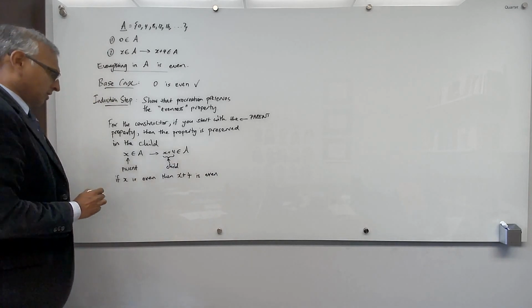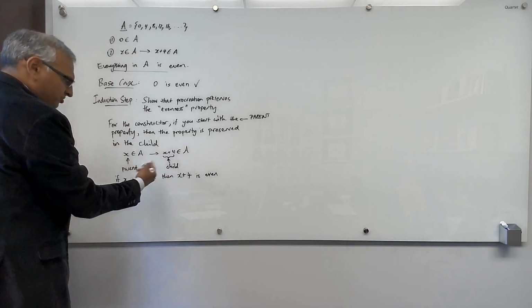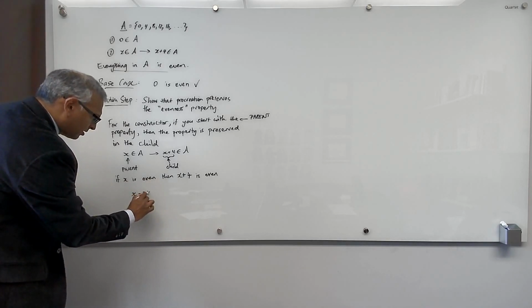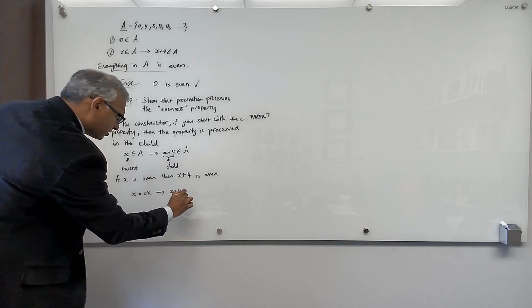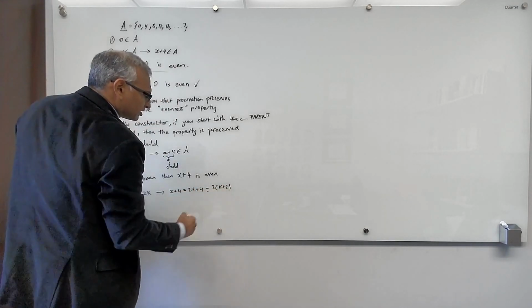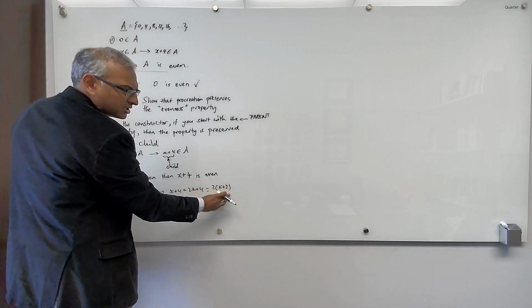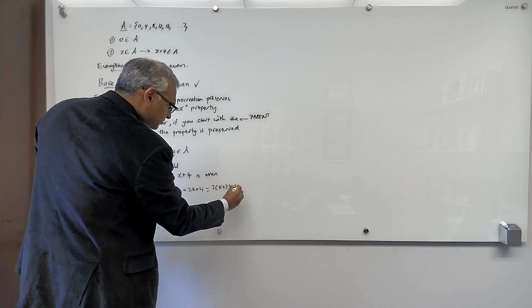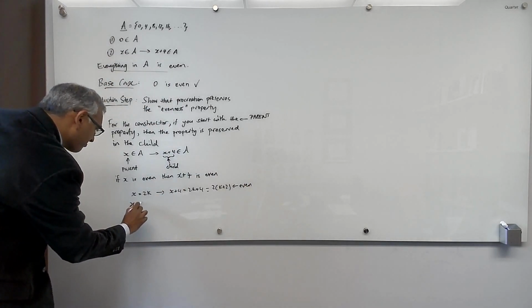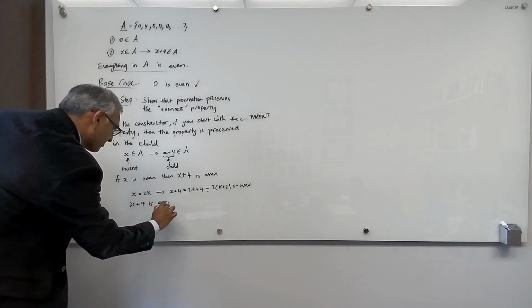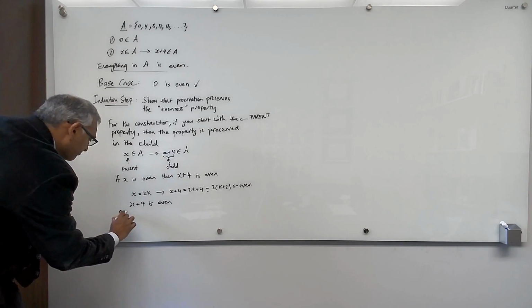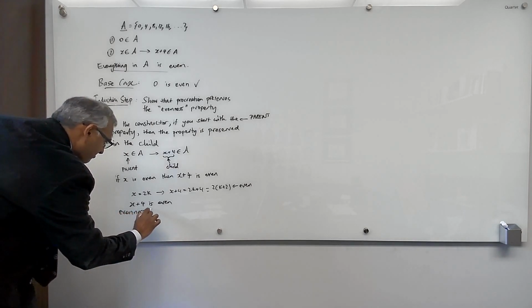To prove this, we can use a variety of methods. Let's just use a direct proof. If x is even, so x equals 2k, that implies x plus 4 equals 2k plus 4, which is equal to twice k plus 2, which is twice an integer. So this is even, which means that x plus 4 is even. And so this evenness property is preserved by the constructor.